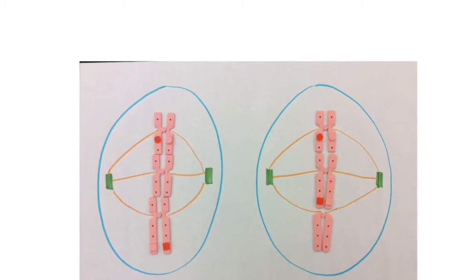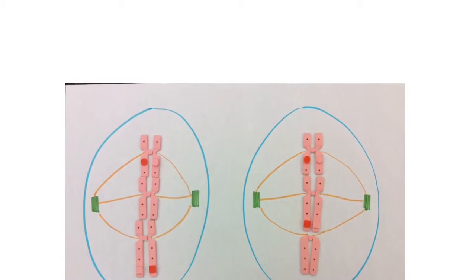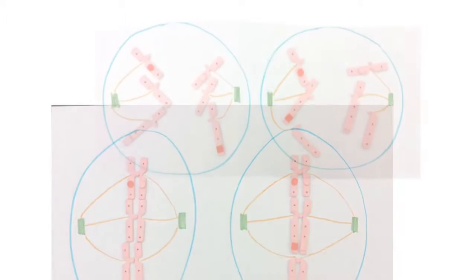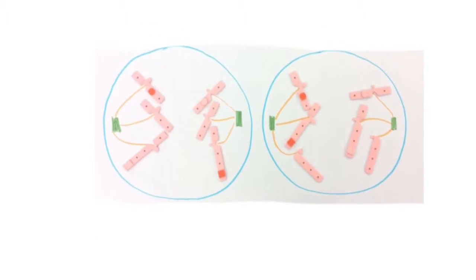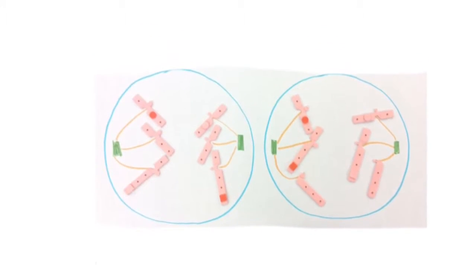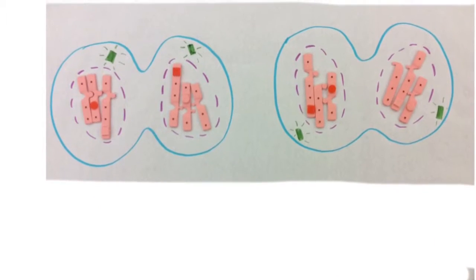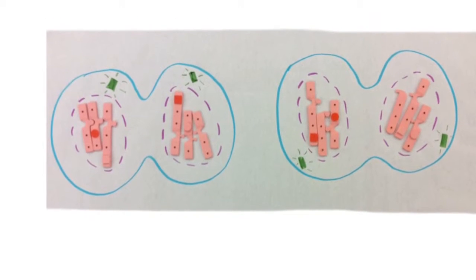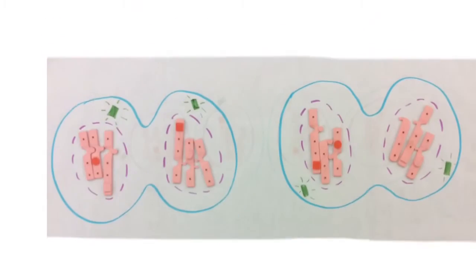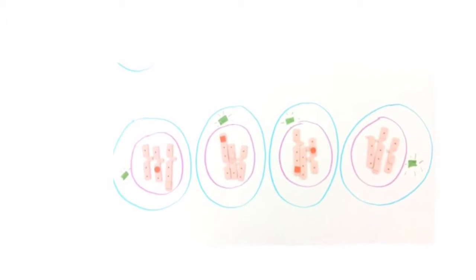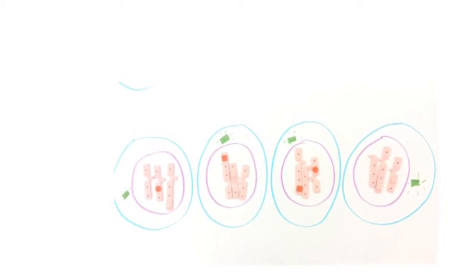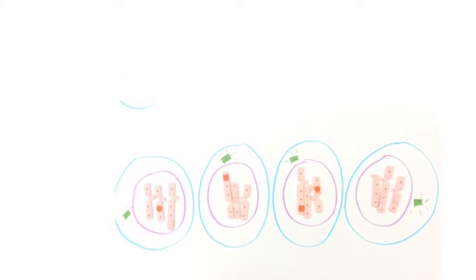The spindle fibers align the duplicated chromosomes at the center of the cell. The sister chromatids get pulled apart at the centromere, and each chromosome travels to its respective side of the cell. A cleavage furrow forms, the nuclear membrane begins to form, and spindle fibers disappear. After the nuclear membranes are fully formed, cytokinesis occurs, and 4 daughter cells are created as a result.